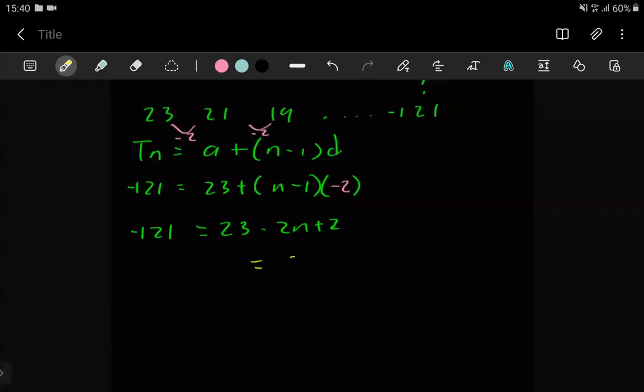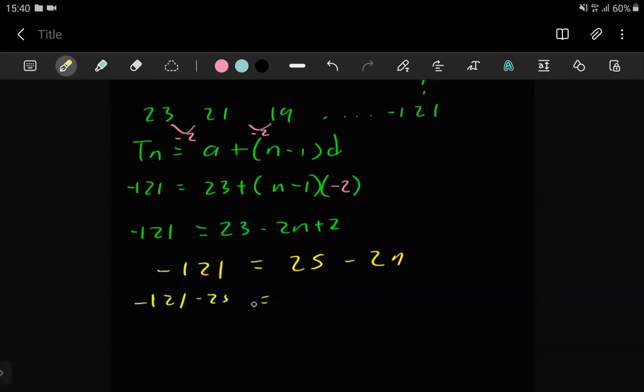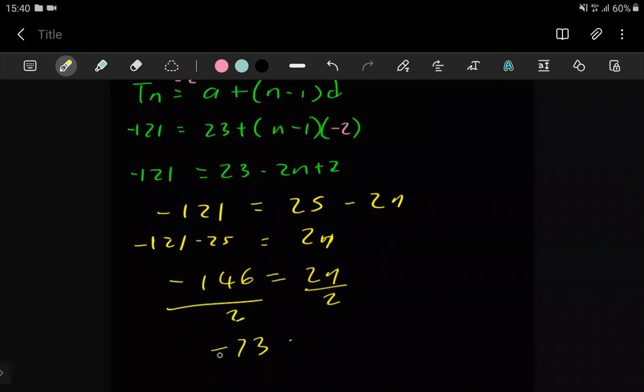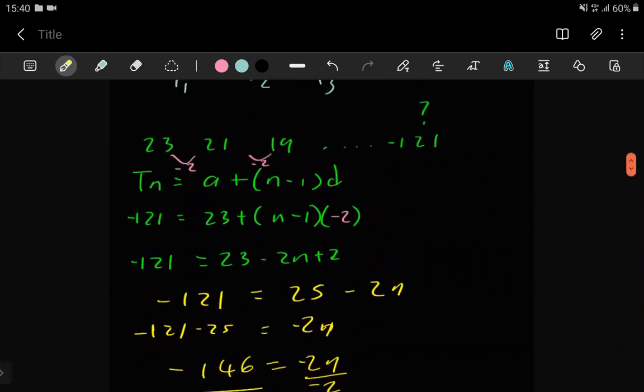Okay, let's see. Minus 121, minus 25. So that's like 146. Negative 73, but positive, yeah, that's the positive. So what we can see is that it is term number 73 in this sequence of first differences.